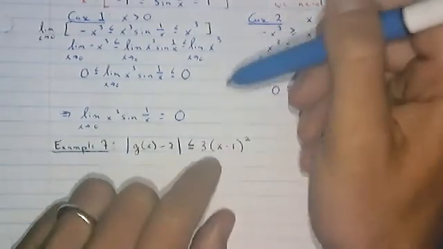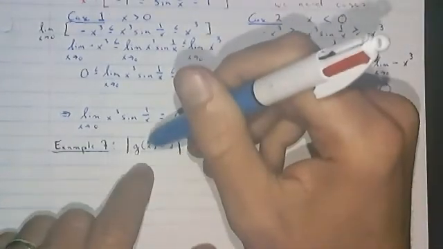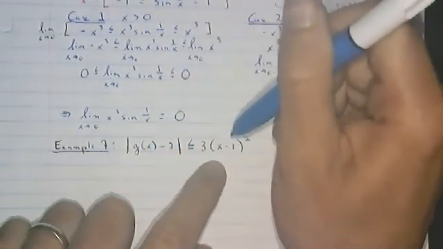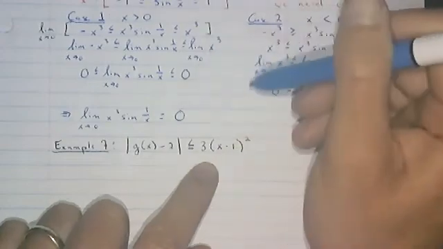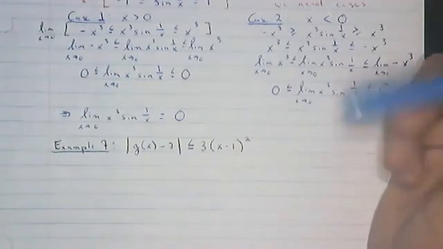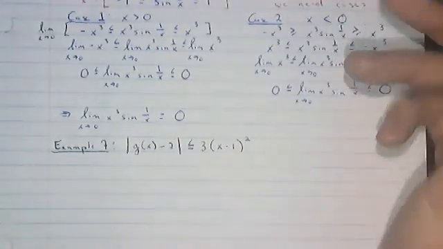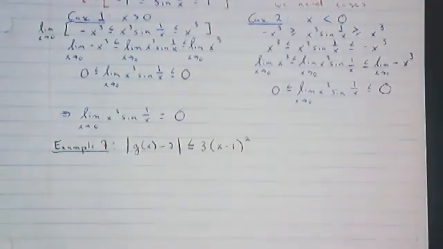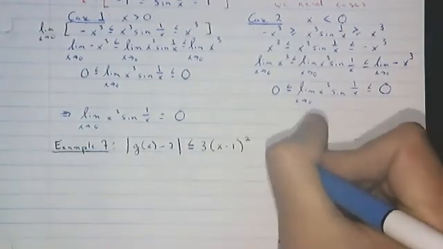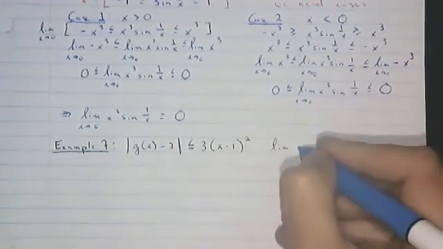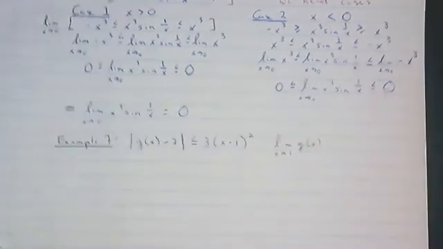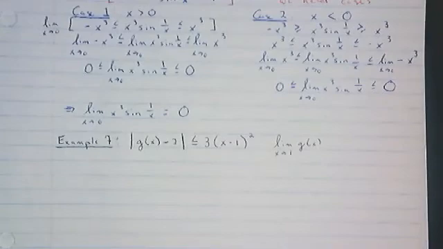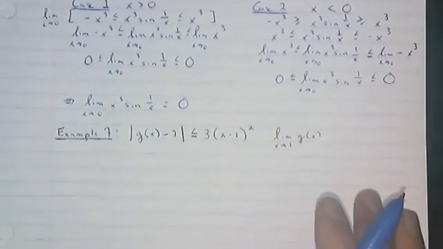This is what I was talking about, where we're going to basically squeeze this guy in between the two parabolas of 3 times x minus 1 squared and the opposite of 3 times x minus 1 squared. What am I talking about? Well, okay, so we're going to look for the limit of g of x as x approaches 1 without any idea of what g of x is. We'll be able to use the squeeze theorem here to figure it out.